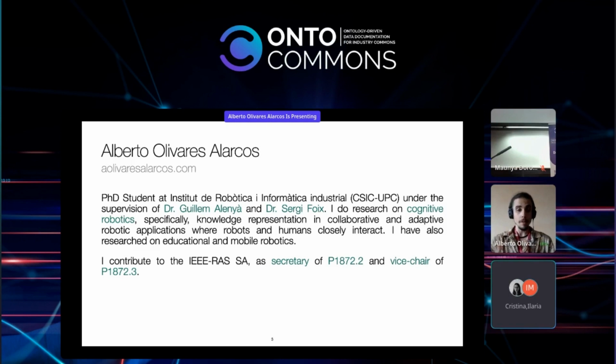But maybe the main reason why I'm here today is because I have been working with different groups from IEEE, in which we are trying to standardize ontologies for robotics. I have been the secretary of one of them that is already published, and I'm now the vice chair of a new group that has started this year.